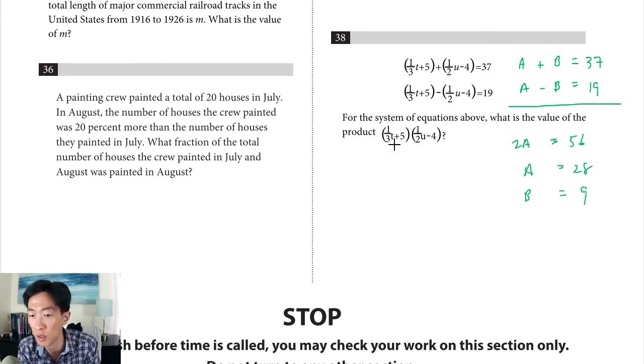And what are they asking for? Really, a times b. So at the end of the day, ab is going to equal 9 times 28, which is going to equal 252. And that's the answer.